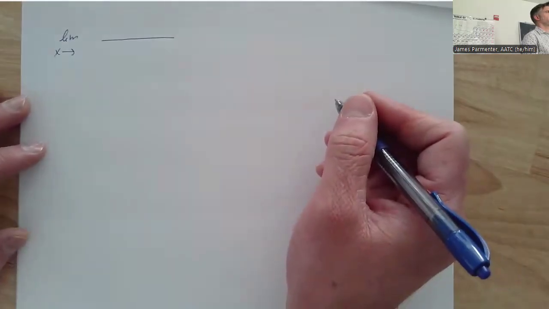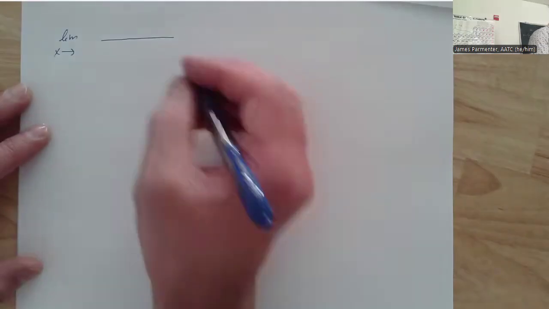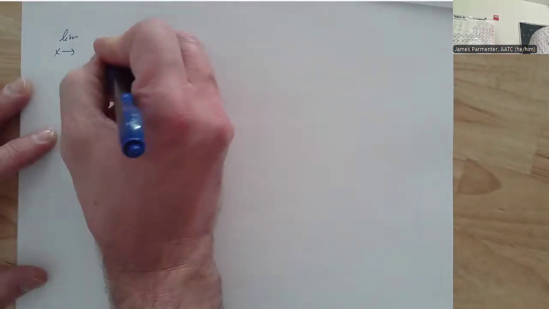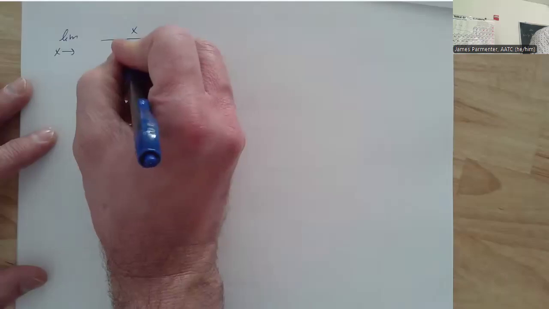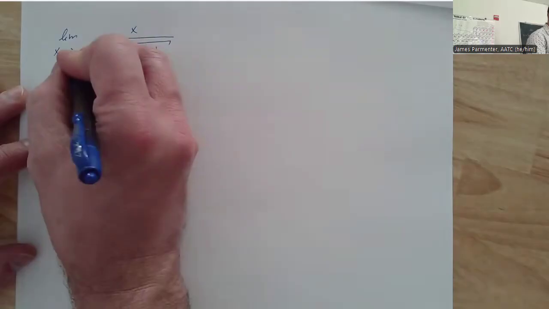Let's see. It's that. I think it's that. I think it's x over the square root of x squared plus... it doesn't really matter, but let's try that, as x goes to infinity.